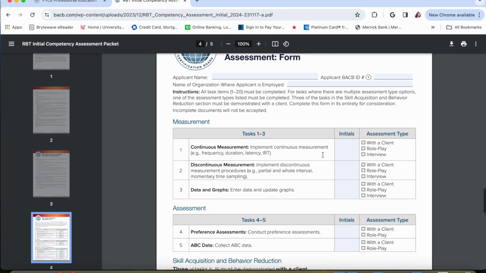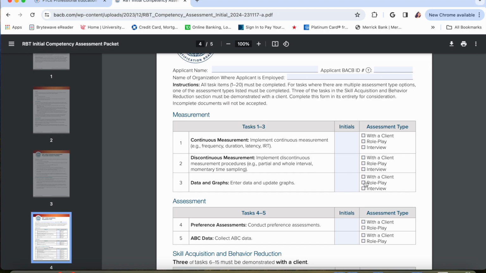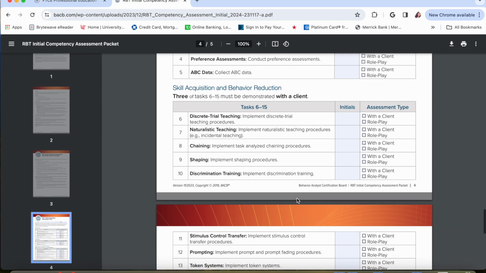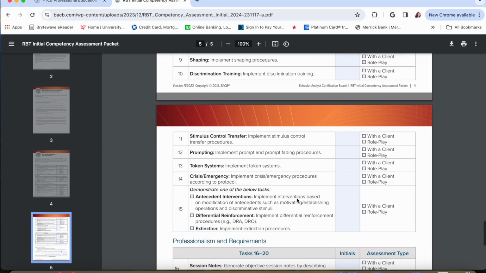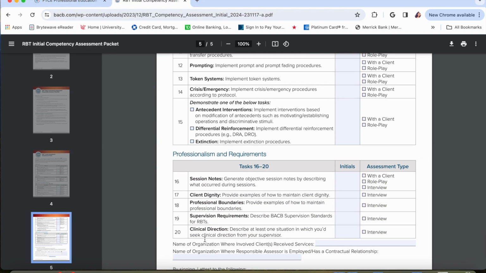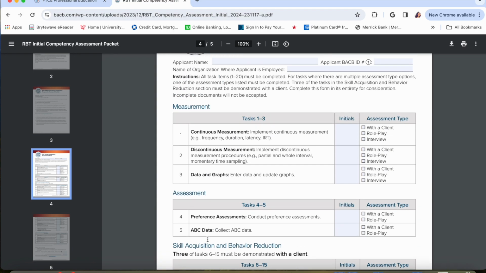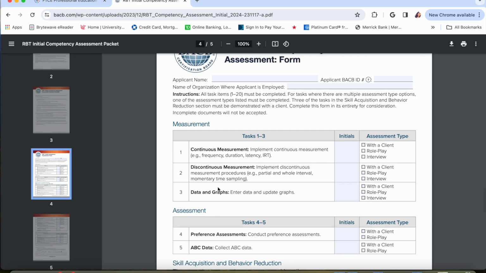form. This is the form that the BCBA or BCaBA is going to use to conduct your competency assessment. They're going to ask you questions on each and every one of these things. Don't think it's just going to be a few. They're going to go through all 20 tasks and you need to get them all correct. And that's what I'm here for. I'm going to show you now what you need to know for measurement and assessment.